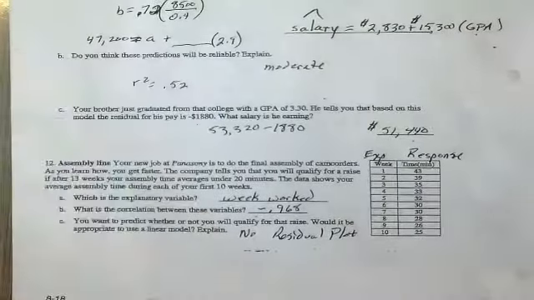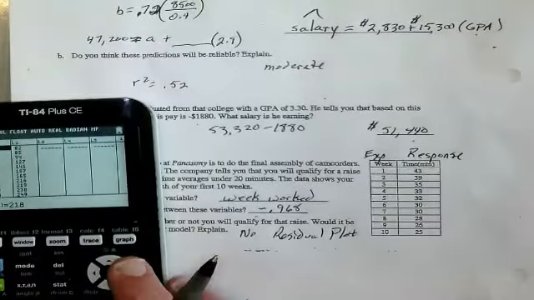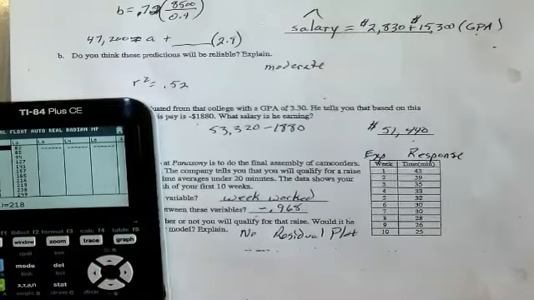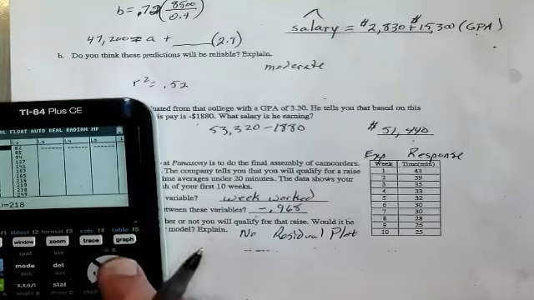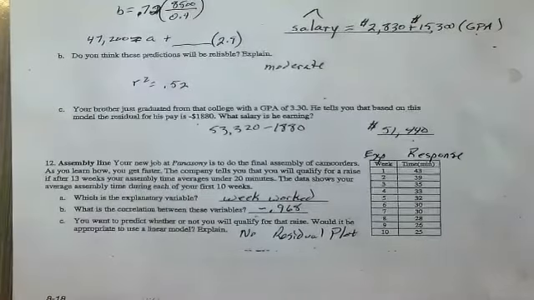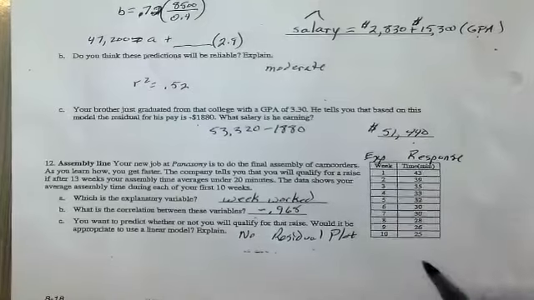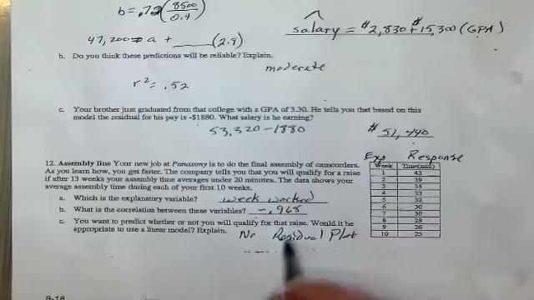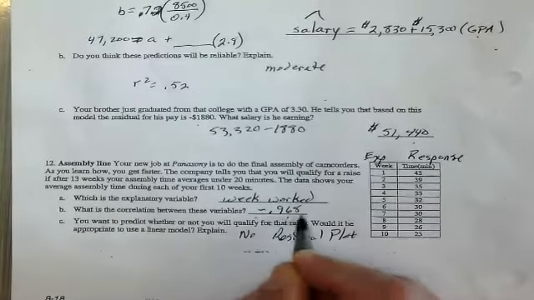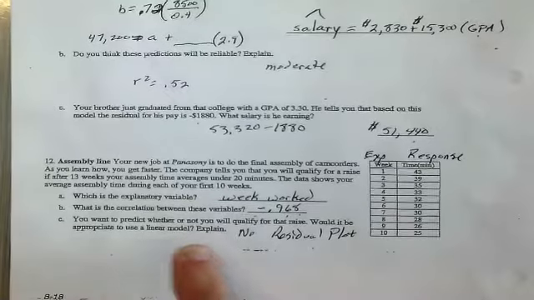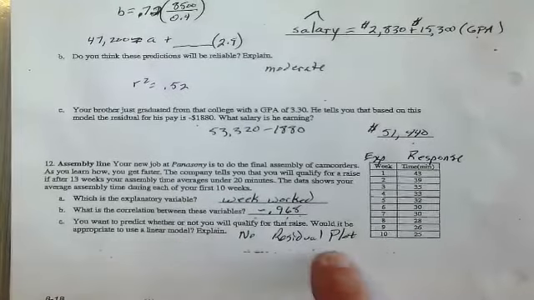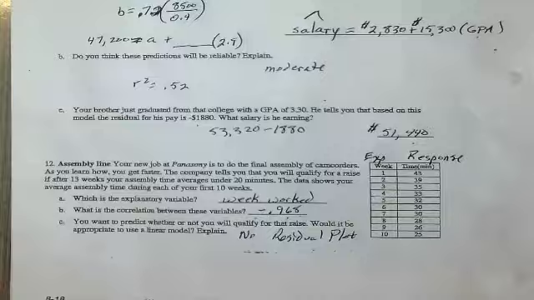To do that, let me see if that's, did I put it in this calculator? Nope, not this calculator. Let's look over here in this one. No, that's all of those. Oh well, I wonder where I put those numbers. Anyway, L1, L2, plug it in, run the correlation, get a negative 0.968. Now the question is, would it be appropriate for a linear model? And the answer is no, because of the residual plot. Hang on, and I will show you the residual.